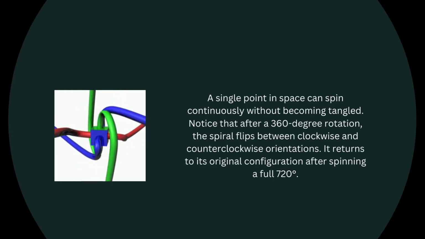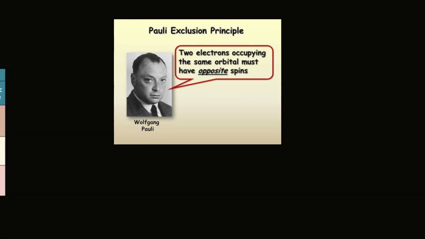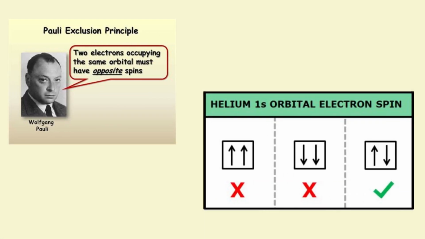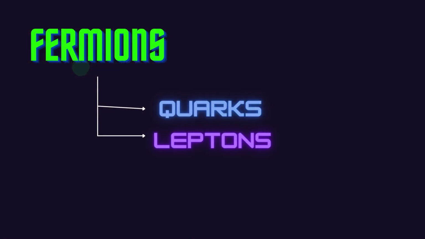The fermions are divided into two categories, quarks and leptons. They both have a spin of 1/2, which makes them fermions, and are subject to the Pauli exclusion principle, which states that no two fermions can occupy the same quantum state at the same time.